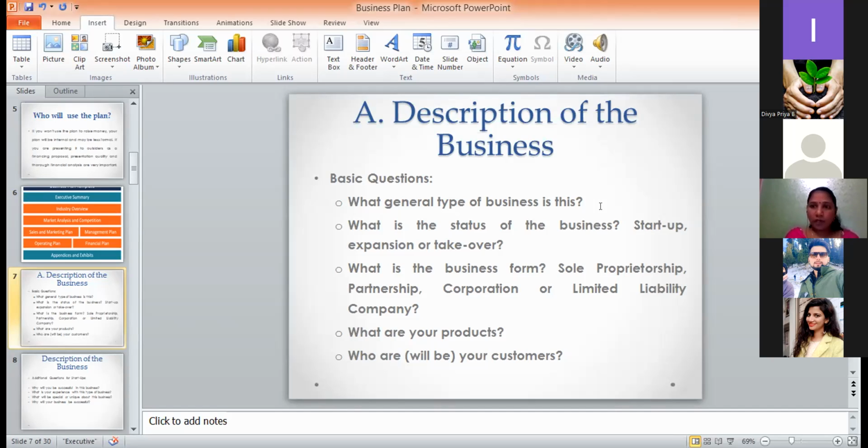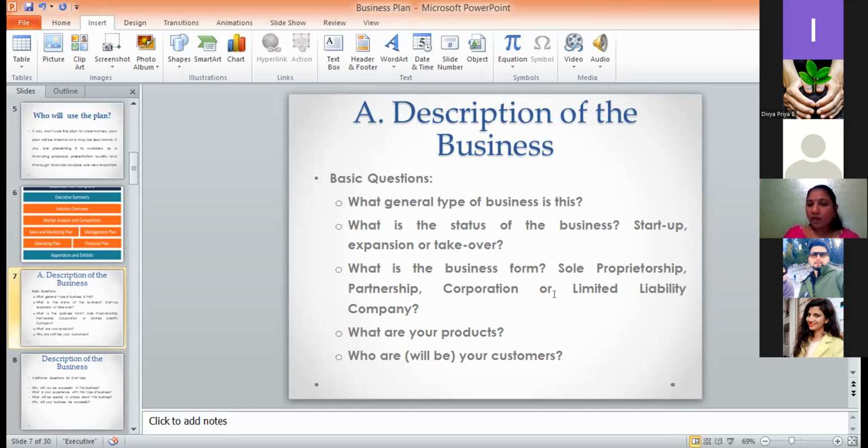Takeover. If you're taking over someone else's business, the business already existed under some other person, and you want to take over such kind of business. And what is the business form? So is the business form a sole proprietorship? Sole proprietorship is a business where only one person solely runs the business. Partnership, when two or more persons join together to share profit and losses by doing a business in an agreed ratio. That is what we call partnership firms.